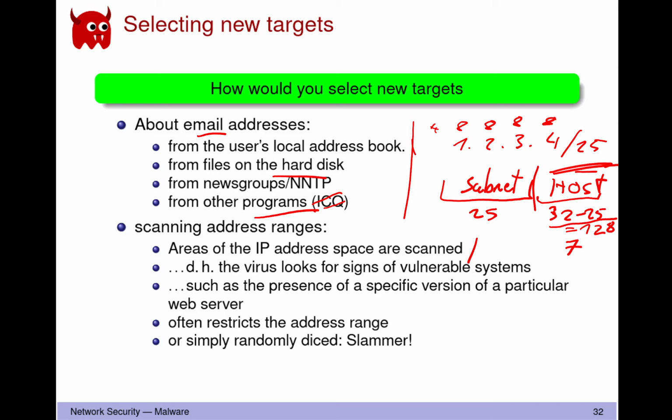Once you have scanned the whole subnet, you can expand it and try to go a few bits higher, step by step. Or you go even further, as with SQL Slammer, where you just select random bits that you interpret as an IP address, and then you send your message there. So there are many options for how you identify IP addresses that you can send messages to.